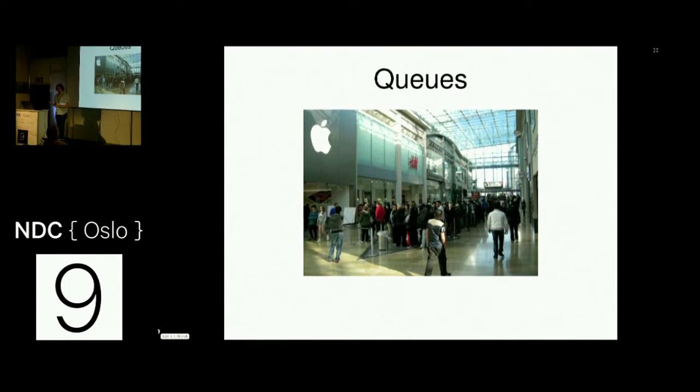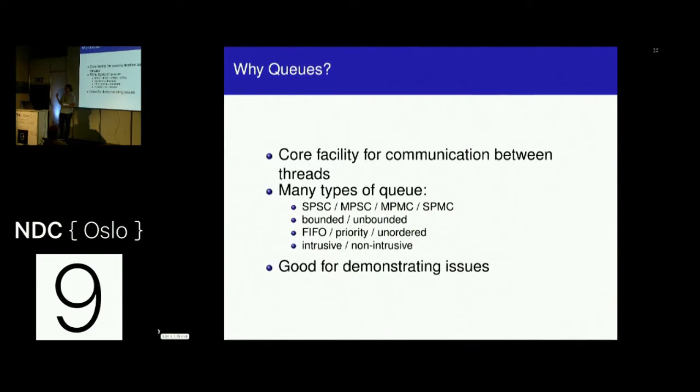So in order to demonstrate some examples, let's talk about queues. Queues are a core facility for communication between threads. There might be many types. You might have single producer, single consumer queues, multiple producers and single consumers, multiple producers and multiple consumers, or the other way, one producer and then loads of threads reading values off the other end.